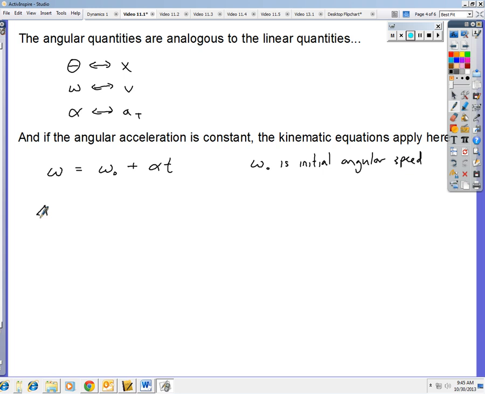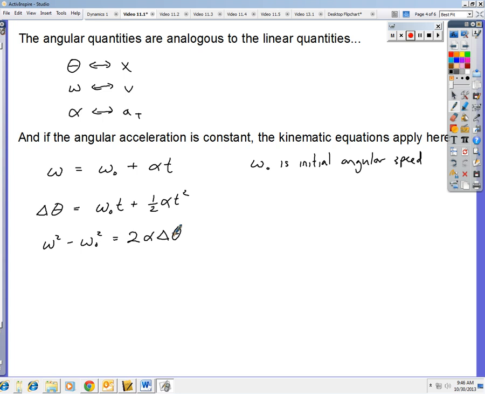The second kinematic becomes delta theta, the angle it rotates through, equal to omega naught t plus 1/2 alpha t squared. And the third kinematic, omega squared minus omega naught squared, equals 2 alpha delta theta. Now one thing to note here is that delta theta can be greater than 2 pi. So for instance, if you say something rotates through 2 revolutions, delta theta would be 4 pi radians. So it does not reset to 0 when it rotates around.